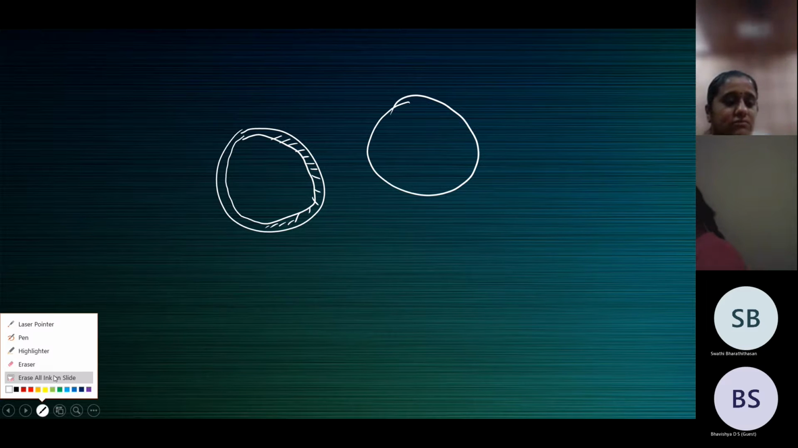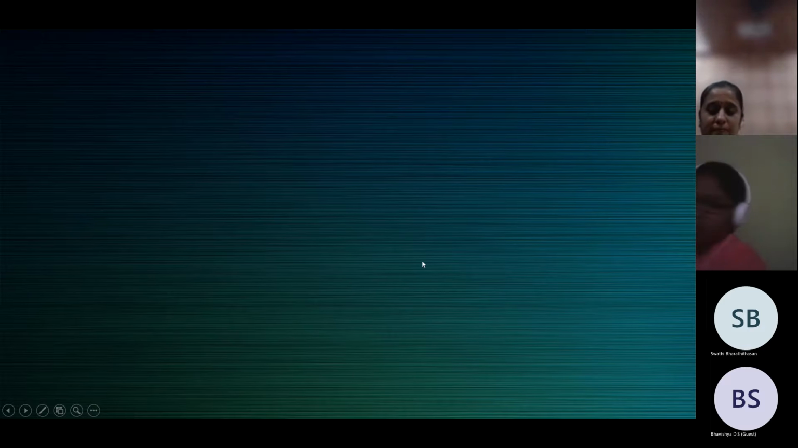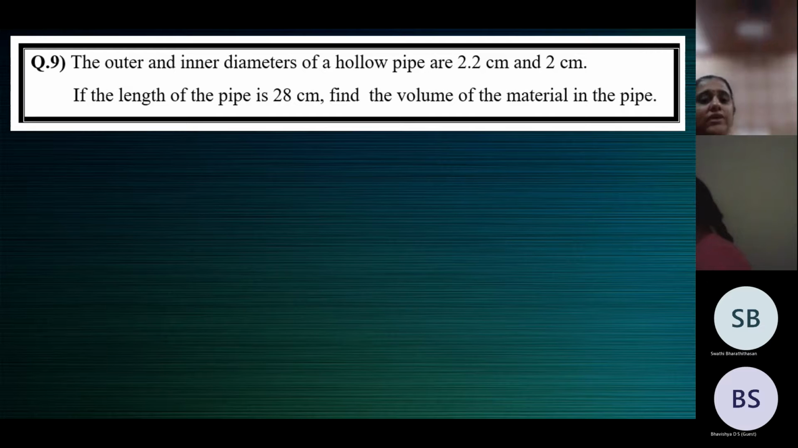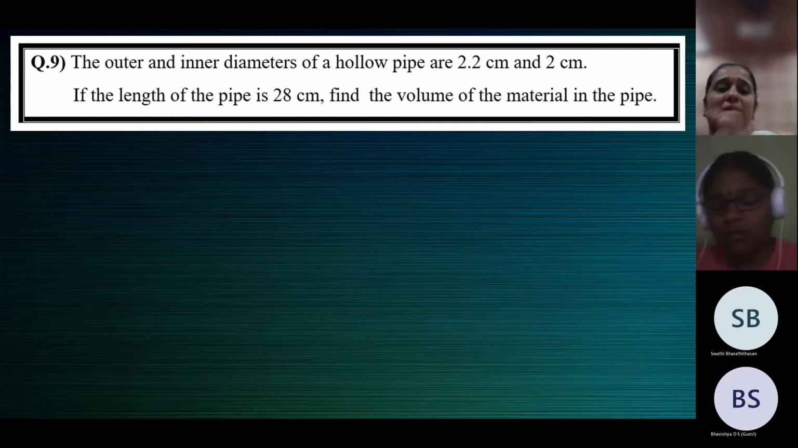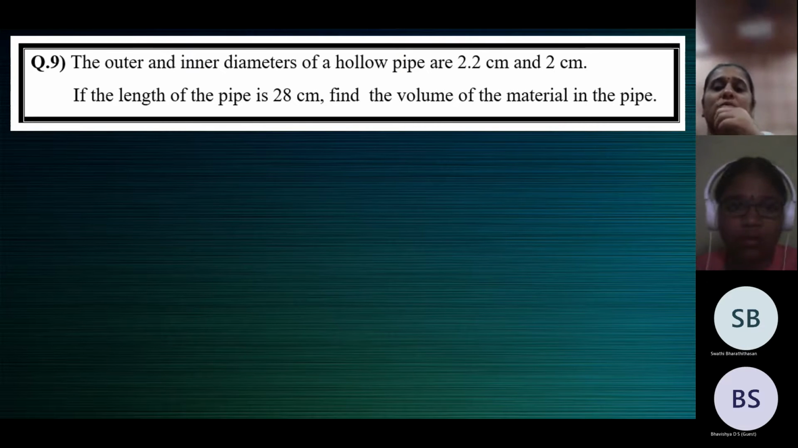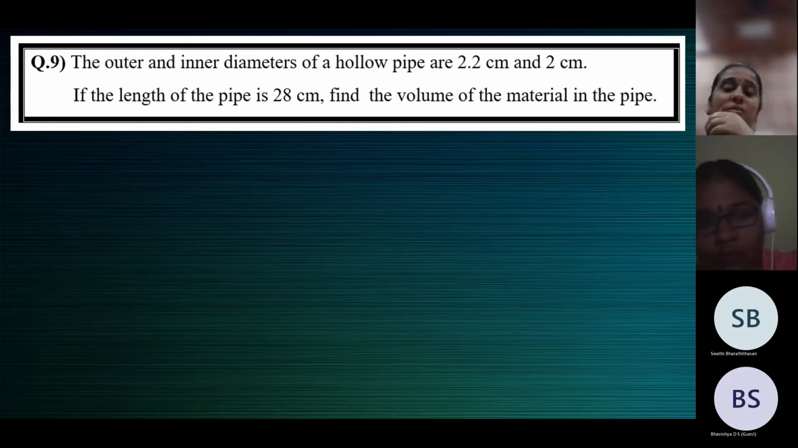All right, children. I told you about volume also. Now let's answer this question. The outer and inner diameters of a hollow pipe. Whenever they say outer and inner diameters, the material is thick, because that is why they've given two diameters. Now this hollow pipe, is the wall thick or thin? It is thick. That is why they've given two diameters, which means we have one small r and one capital R. The length of the pipe is nothing but the height of the pipe. What is the volume of the material in the pipe?